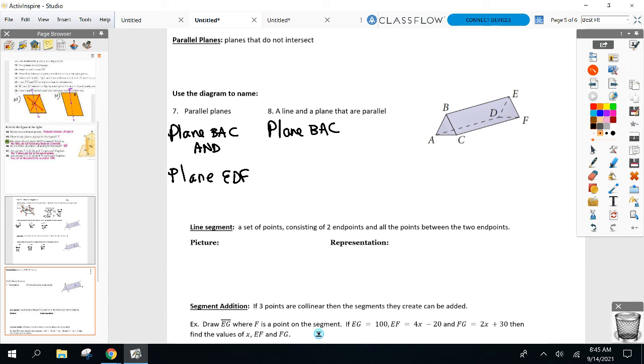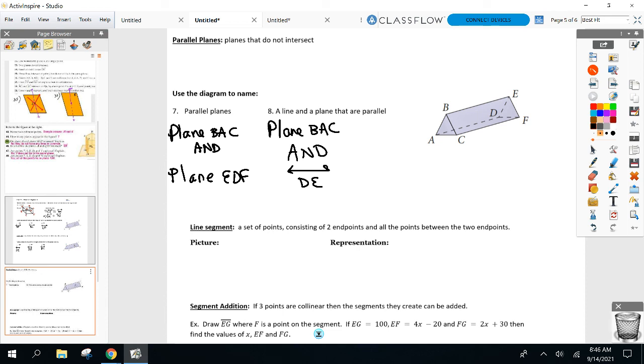So if two planes are parallel, one of the planes will be parallel to all the lines in the other plane. Hopefully I said that correctly. That made sense. So plane ABC and a line. Pick any line off of EDF. What do you want? D? I need a line though, not a point. DE? Fine, DE. There you go. Those are parallel.